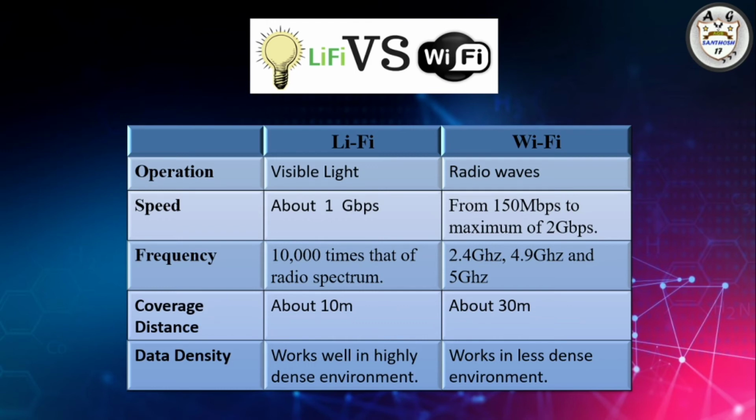The speed of Li-Fi is approximately 1 gigabit per second, whereas it is a maximum of 2 gigabits per second in Wi-Fi. Currently we are using Wi-Fi at a frequency range of 2.4 GHz and 5 GHz, whereas it is 10,000 times more in terms of Li-Fi. Li-Fi works well in a highly dense environment, whereas Wi-Fi works in a less dense environment.